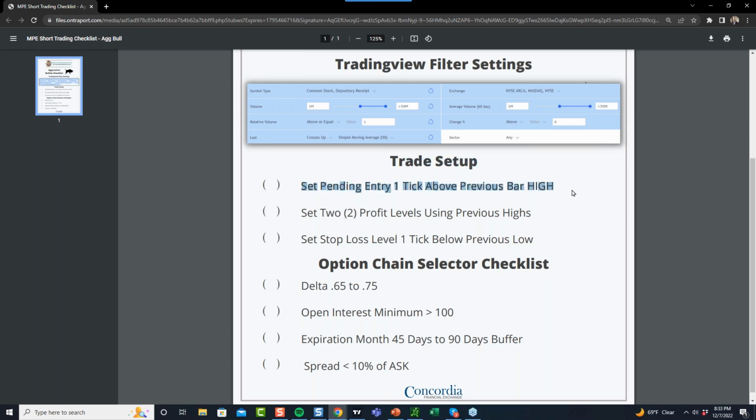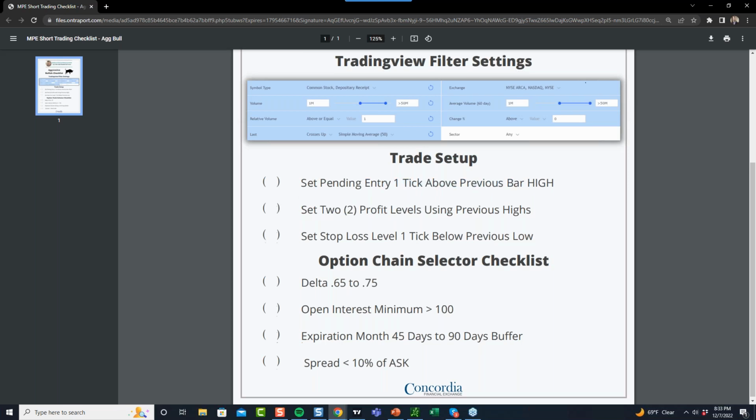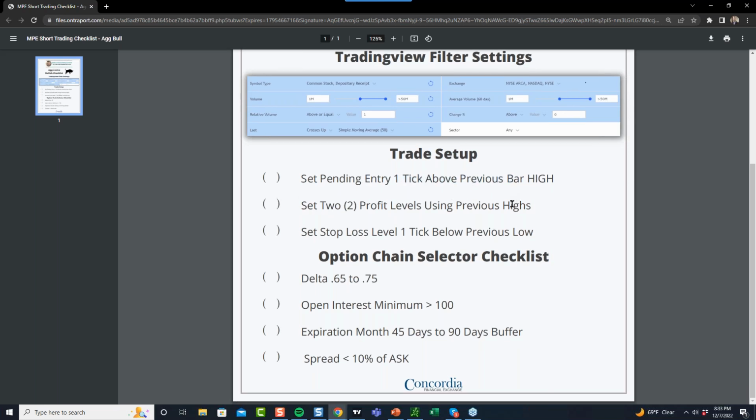So there's step one, set your pending entry one tick above previous bar high. Set 2 profit targets using previous highs. We did that. Set stop loss level 1 tick below previous low. We did that. Now, all we're going to do now is select the option. So we're looking for a delta 65 to 75. What that does, it gets us into the money. So we're in the money starting off the trade, the strike price.